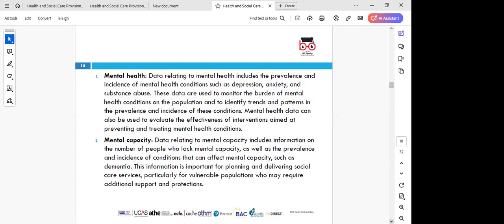Mental health and mental capacity. Mental health includes prevalence and incidence of mental conditions such as depression, whilst mental capacity deals with people who lack the mental sense to make decisions on their own.